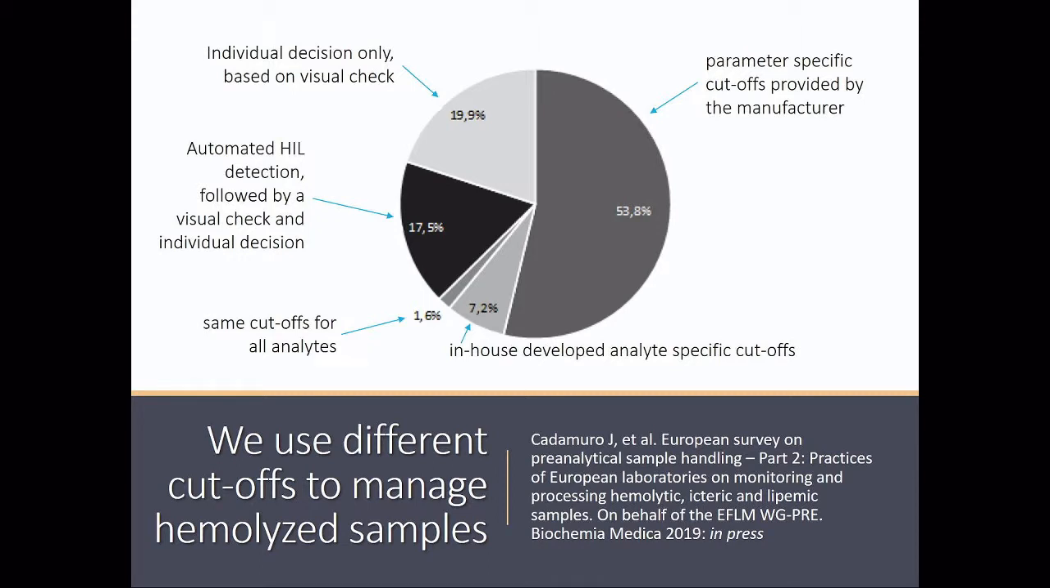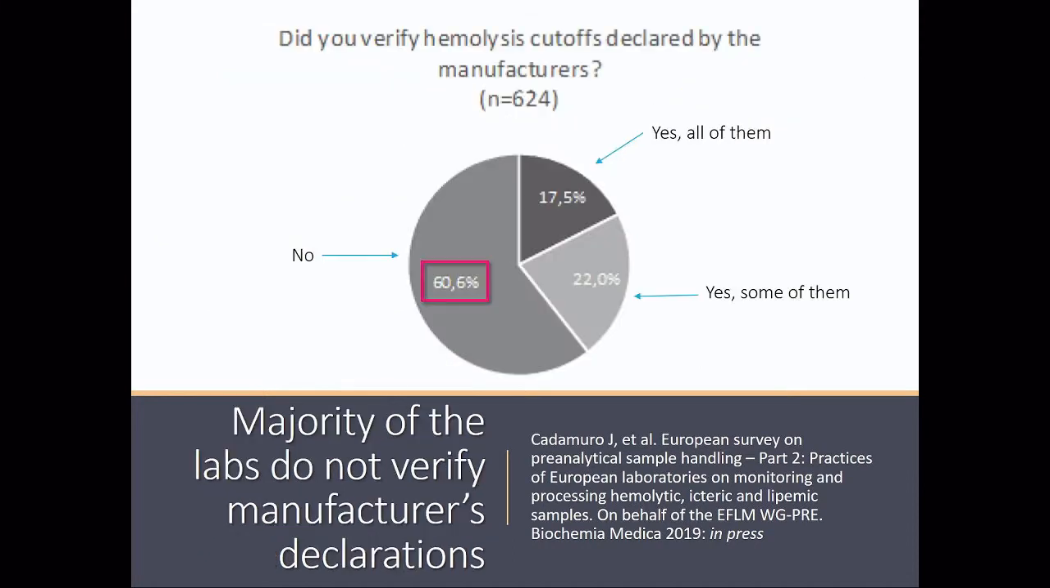Luckily, there was only a minor proportion, 1.6% of labs, who are using the same cutoff for all analytes, which is obviously wrong. And then there's a large proportion of laboratories which use either visual check and then individual decision, or automated detection, but then again followed by visual check and individual decision. So again, a lot of heterogeneity and a great room for improvement here.